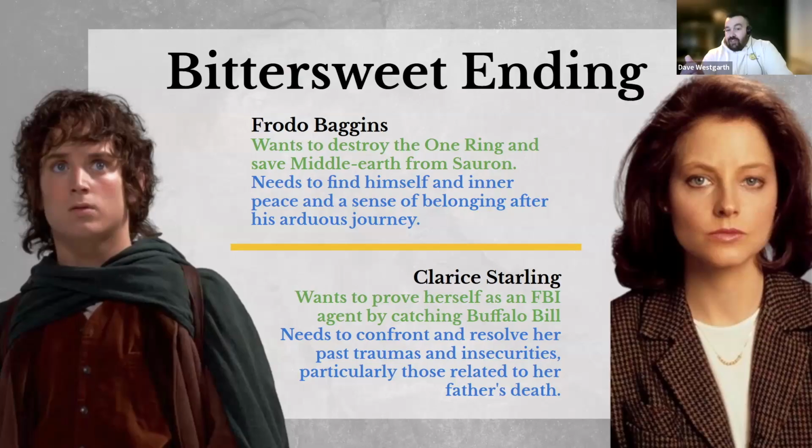Clarice Starling wanted to prove herself as an FBI agent by catching Buffalo Bill, which again, tick in the box, she did. What she needed to do was confront and resolve some past traumas and insecurities, particularly around her father's death. And anyone who's seen Hannibal will probably remember that although she caught Buffalo Bill, these things still haunted her at the end of the story.